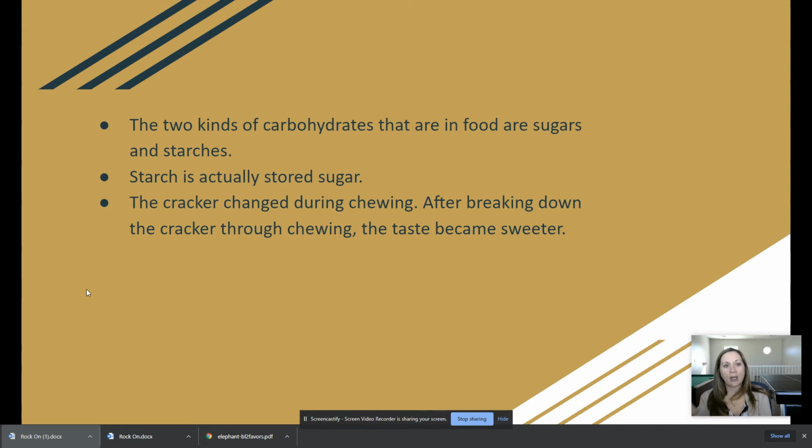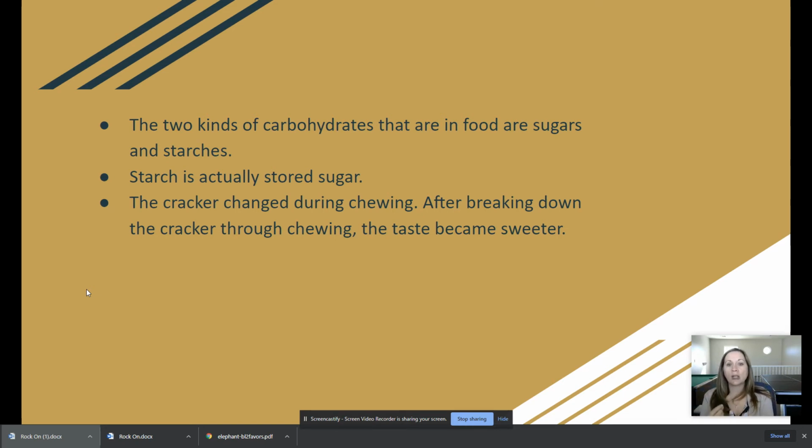All right, because we have 2 kinds of carbohydrates that are in food. That's sugar and starch. So starch is actually stored sugar. So if you've ever noticed a potato has lots of starch. That's where the plants are storing the sugar that's left over. So it's stored as starch in that potato. So starch is just stored sugar.